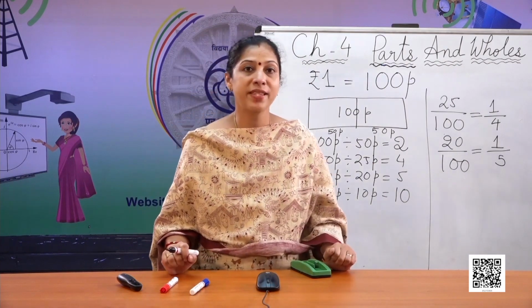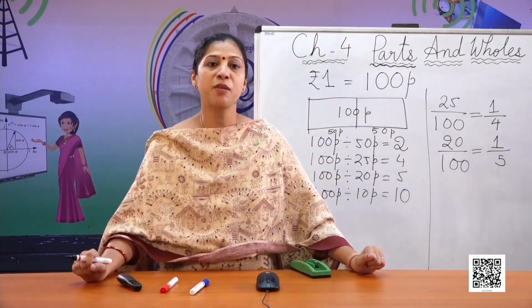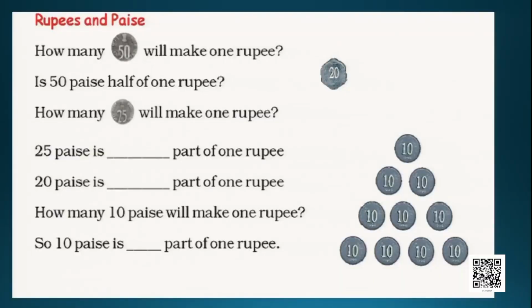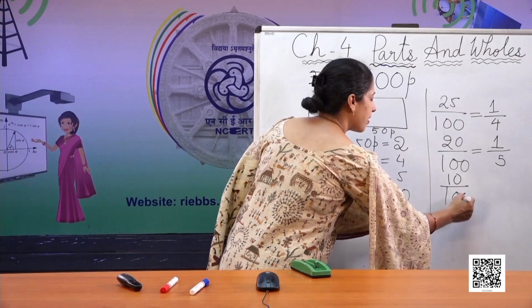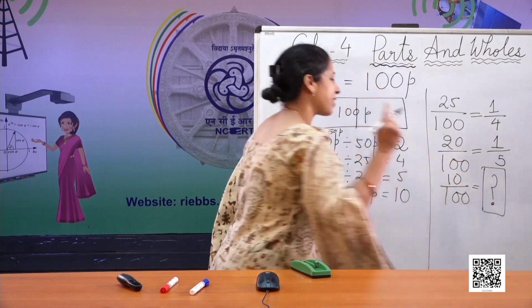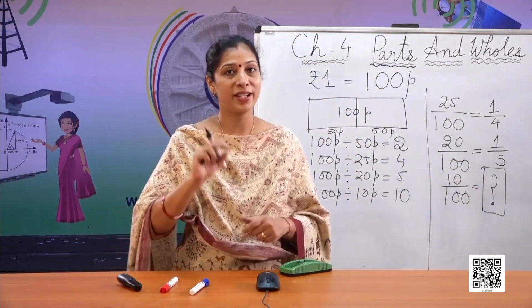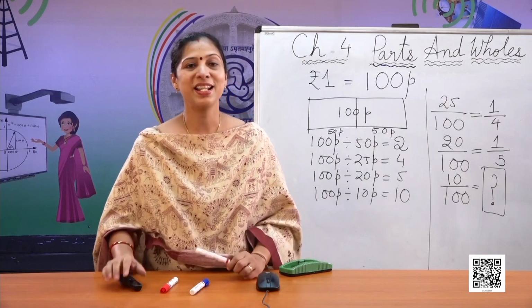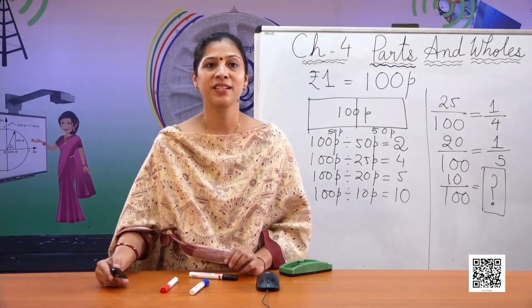Similarly, for 10 paise, you can find out what part of 1 rupee is 10 paise. So 10 paise out of 100 paise. Can you find out on your own what the answer is? Yes, it is easy. You can find it on your own. Now let's go to the next question.